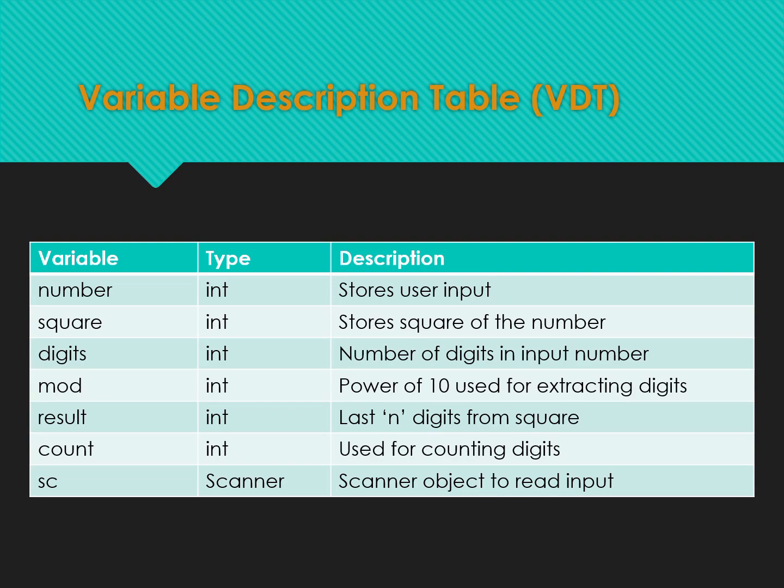Here is the variable description table. It lists each variable used in the program, their data types, and what they store or do. This helps us understand the logic and purpose of each component in the program.